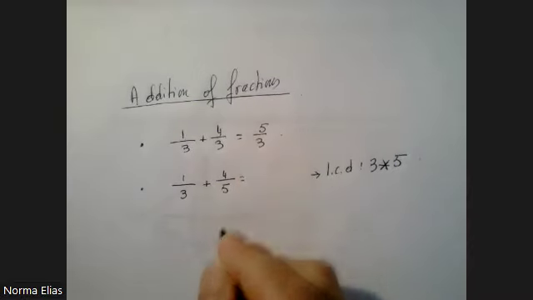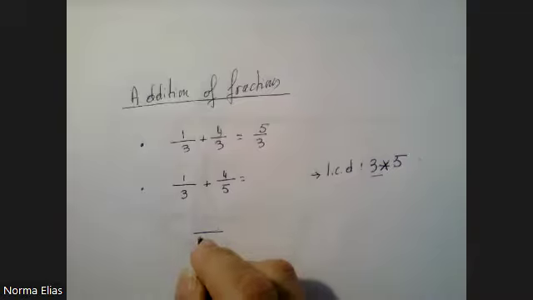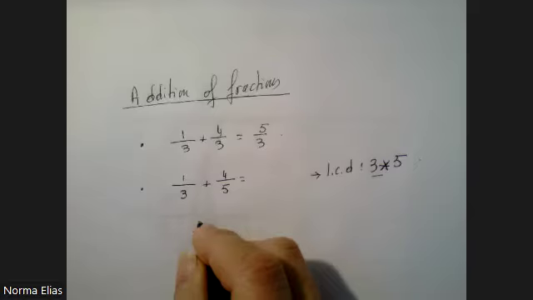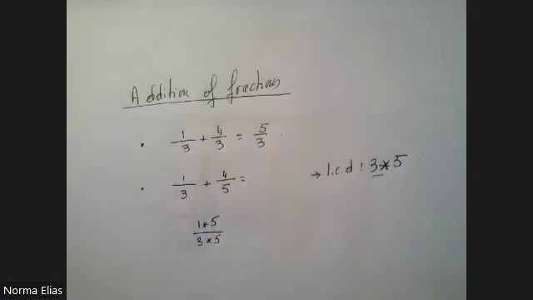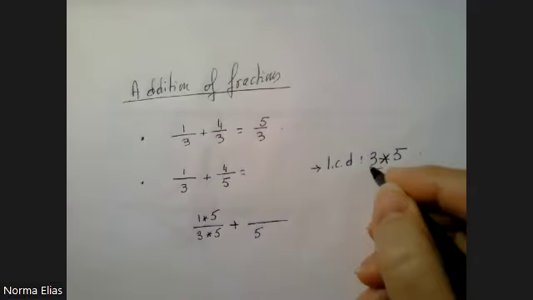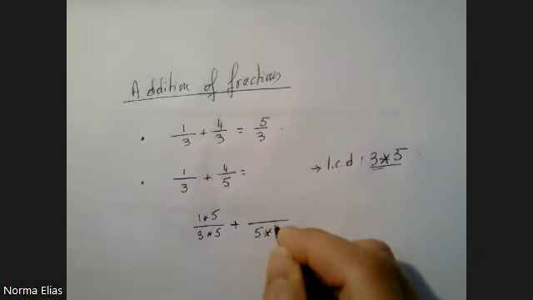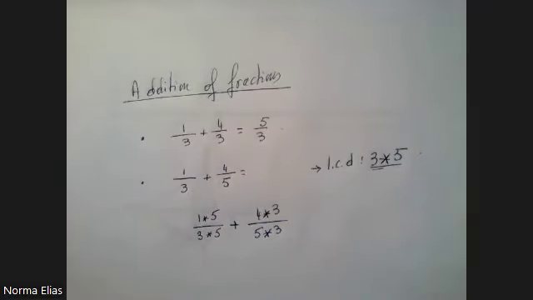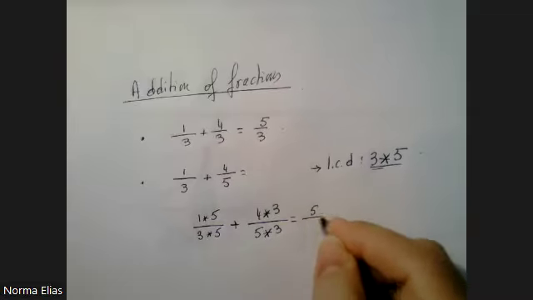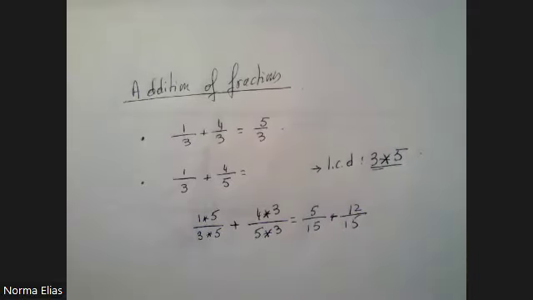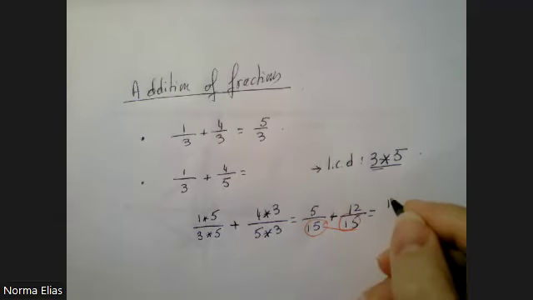So now we proceed. I have a 3 in here. I ask myself, what should I multiply by to get 3 times 5? I multiply the denominator by 5, and the numerator by the same number. Plus 4/5: what should I multiply by to get 3 times 5? I should multiply by 3. Multiply the denominator, and we multiply the numerator. Now I have 5 over 15 plus 12 over 15. With the same denominator, we can combine the numerators, giving me 17 over 15.